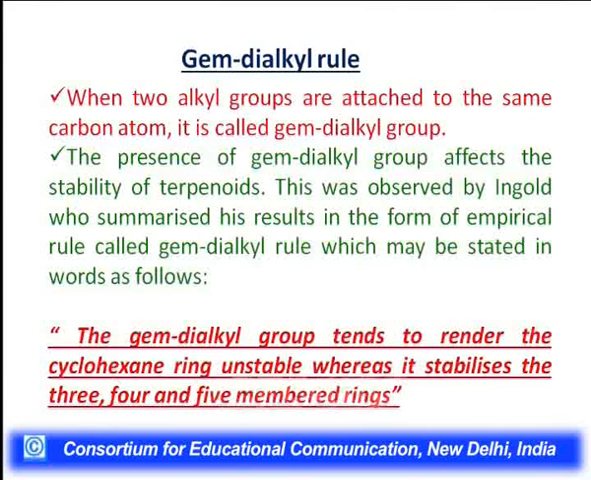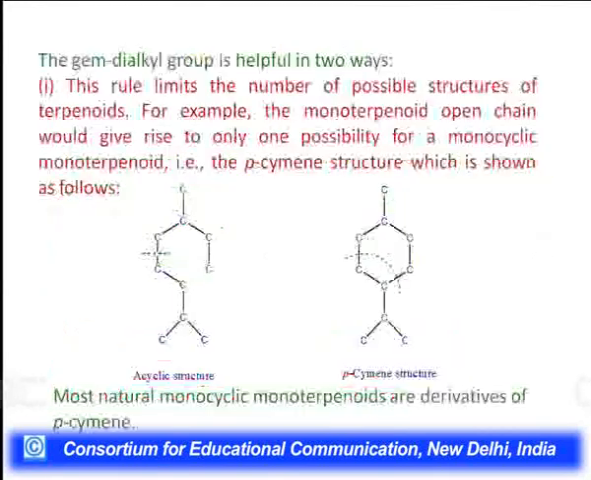The presence of a gem-dialkyl group affects the stability of terpenoids. This was observed by Ingold, who summarized his results in the form of an empirical rule called the gem-dialkyl rule, which may be stated in words as follows. The gem-dialkyl group tends to render the cyclohexane ring unstable, whereas it stabilizes the 3, 4 and 5 membered rings. So here the stability of terpenoids is generally affected by the gem-dialkyl groups.